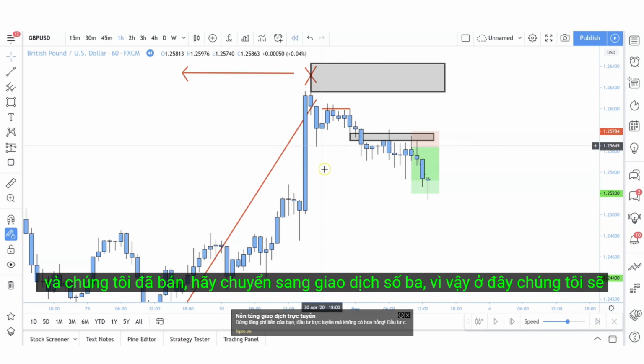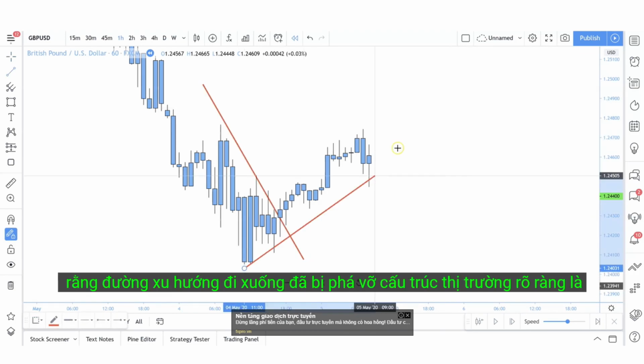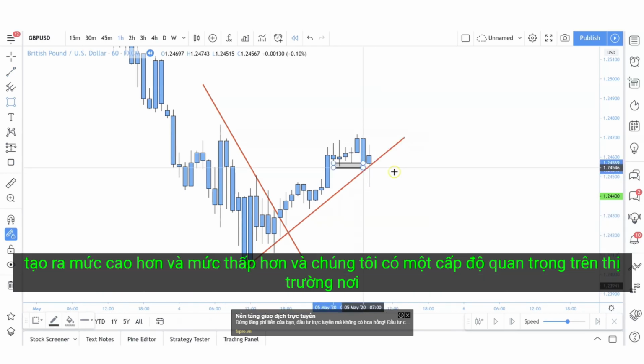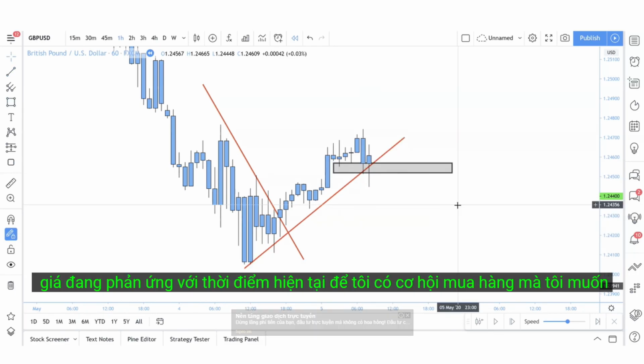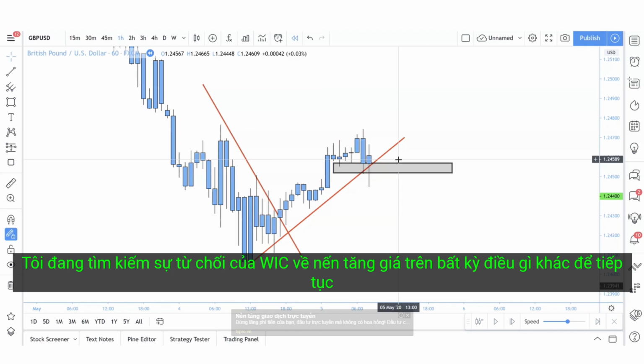So here we're going to look at trade number 3. So again, on the hourly time frame, we can clearly see that the trend line to the downside was broken. The market structure is clearly making higher highs and higher lows, and we have a key level in the market where price is reacting to now. So in order for me to take a buying opportunity, I want to see price make a new higher high, break above structure. I'm looking for wick rejections, bullish candles, and whatever else to continue taking these buys.